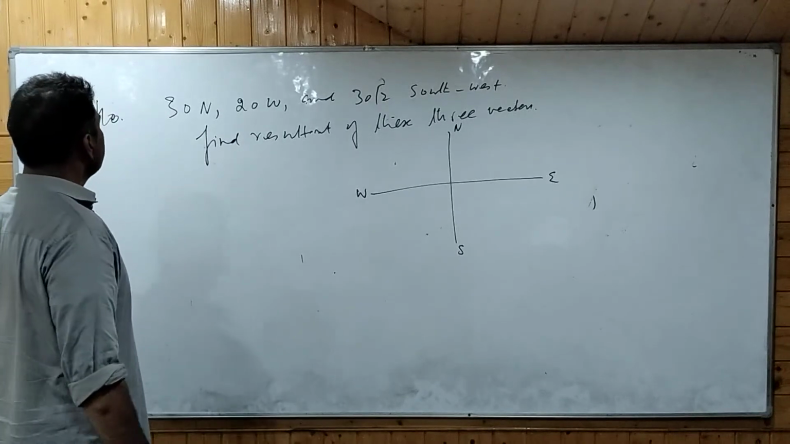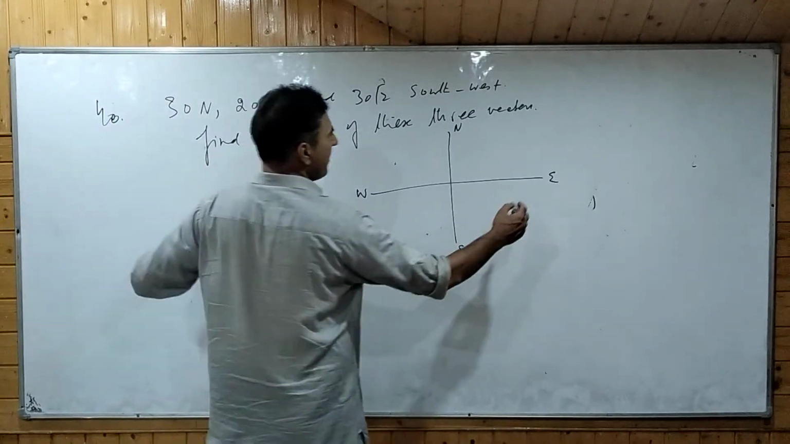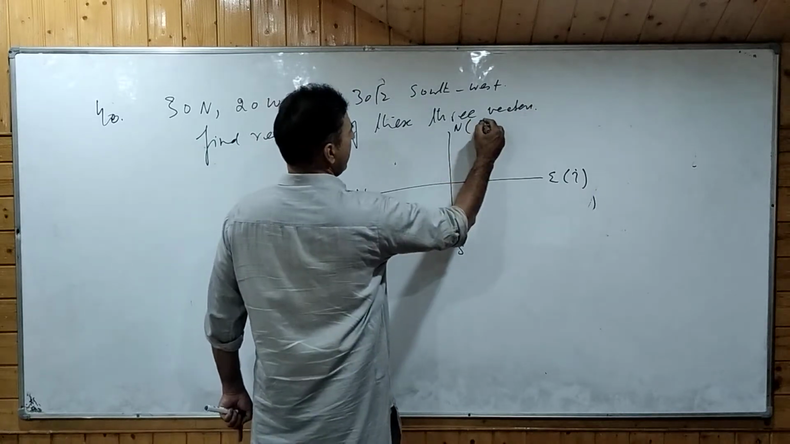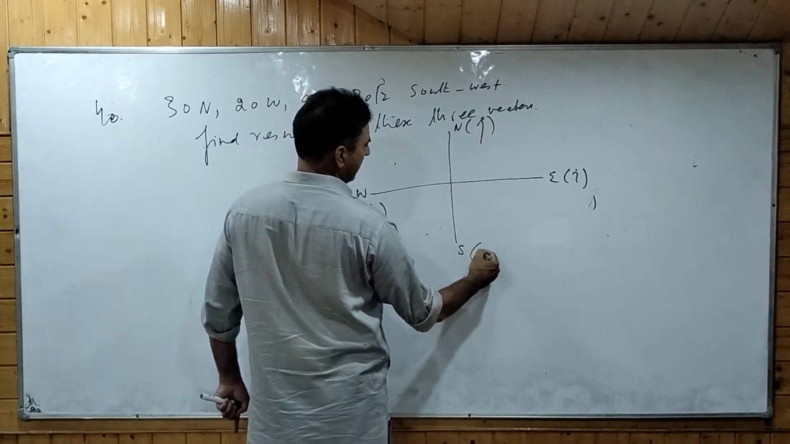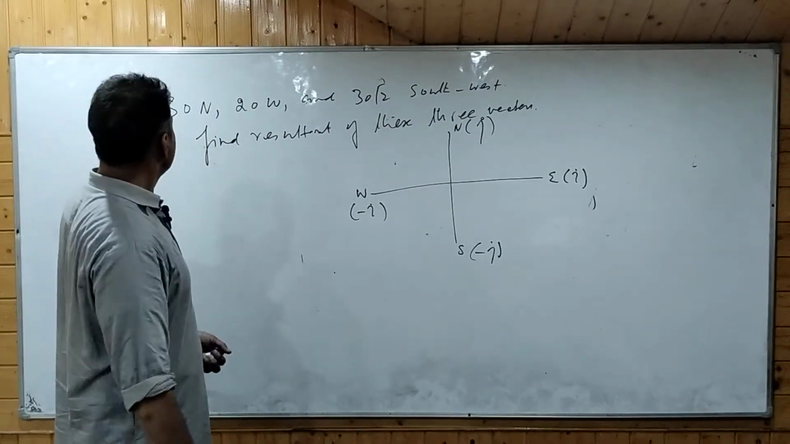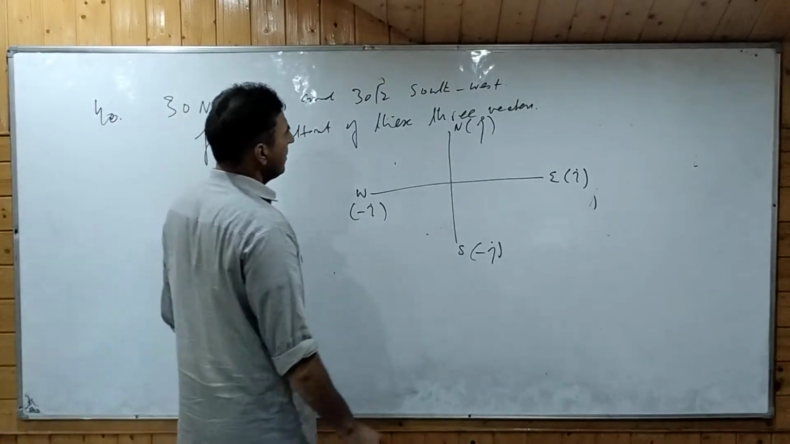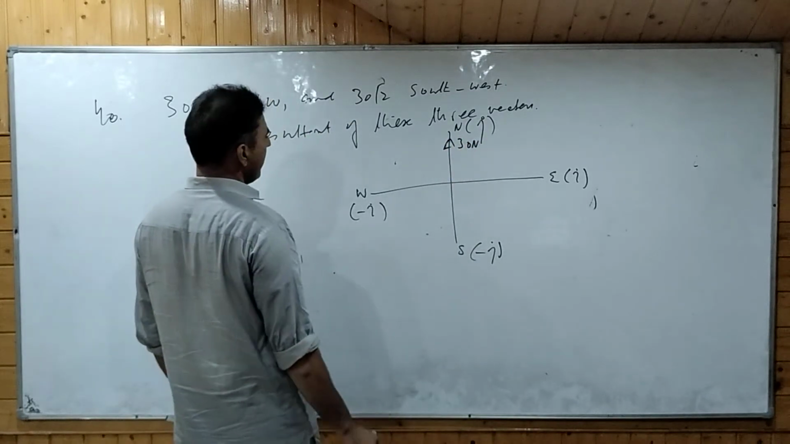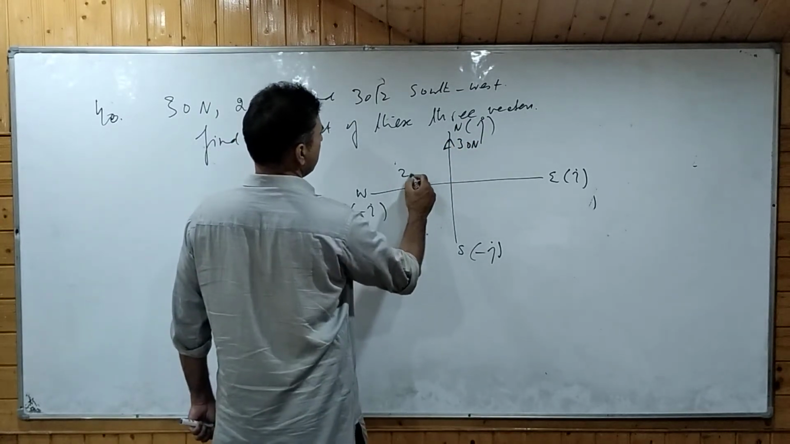Okay, now it is 30 north. You can make it i, you can make it minus i, you can make it j, you can make it minus j. This is immediately you can write it. 30 north means this. Now 20 west. 20 west means this.